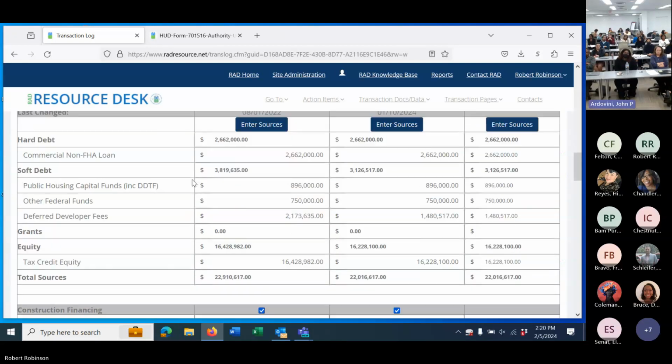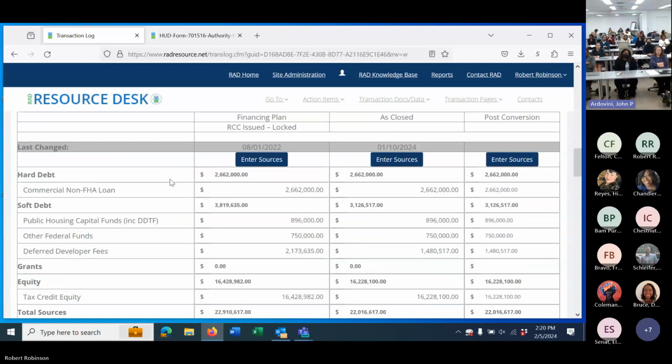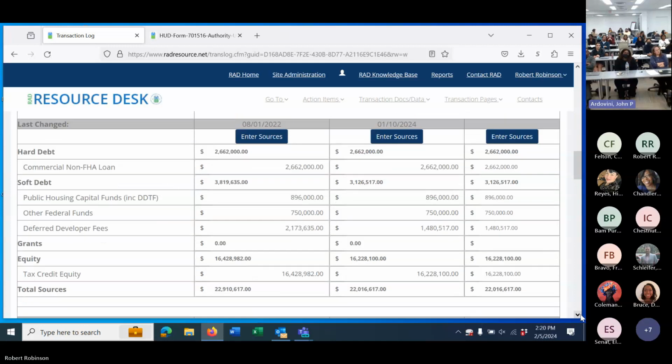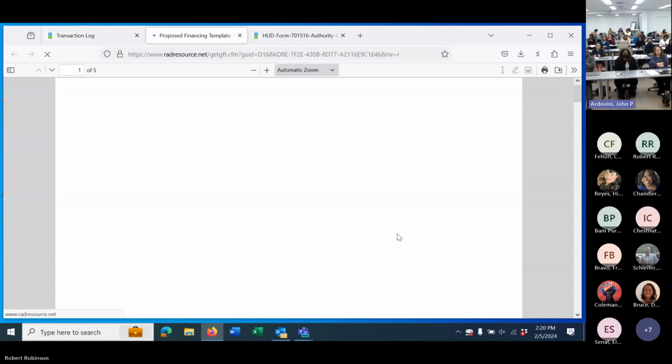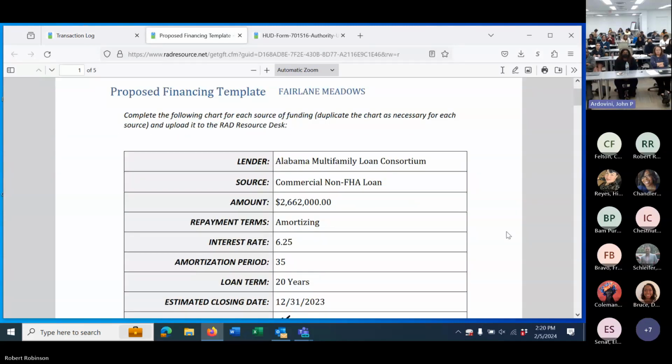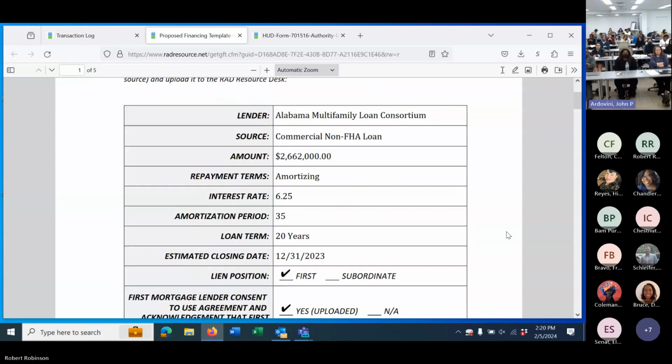Is there anything else? Scroll down. So when you're looking at the transaction log for the sources and uses, you would have different sources of funding. And most times we expect that the sources should be described within the transaction log. The transaction log allows you to generate several documents from it. There's the financing template, which is like the term sheet. And then we also have the sources and uses and the pro forma. So you want to make sure that the loan sources are programmatically acceptable.